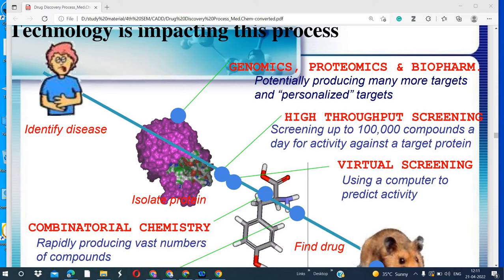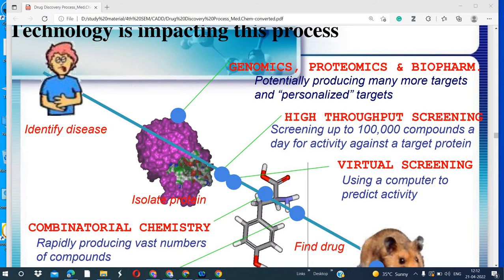Okay. Then, after identification of the target, when we have already identified targets from pathogenic bacteria and pathogenic viruses, it can be anything, protozoans also, fungi, we have already identified the drug targets and validated the target using genomics, proteomics and biopharmaceutical techniques. Then we come to high throughput screening.